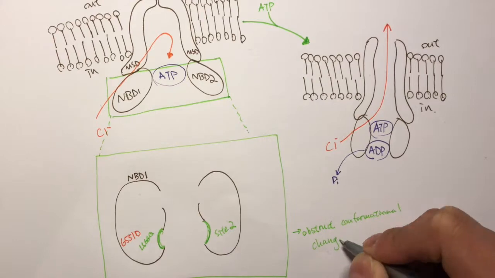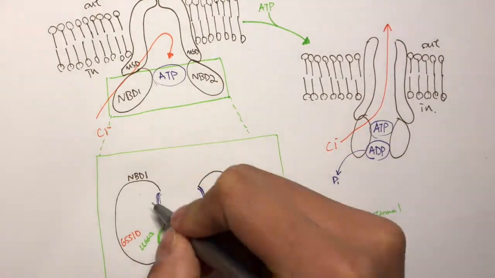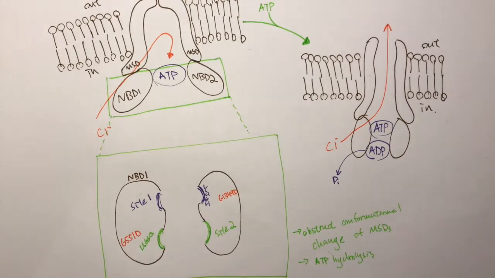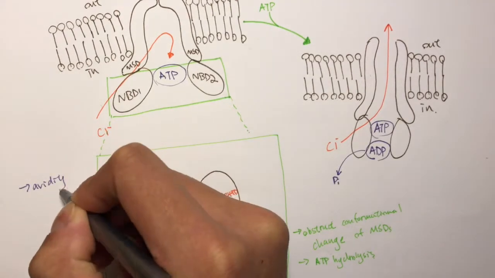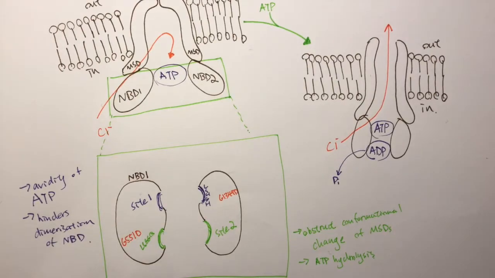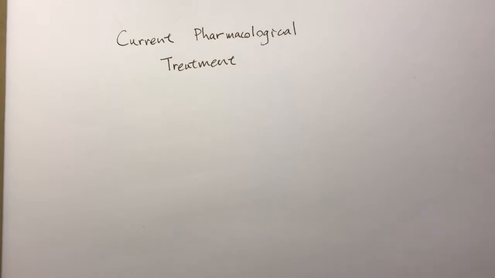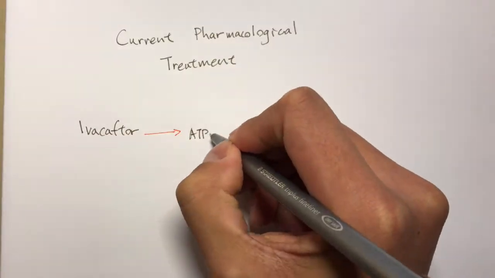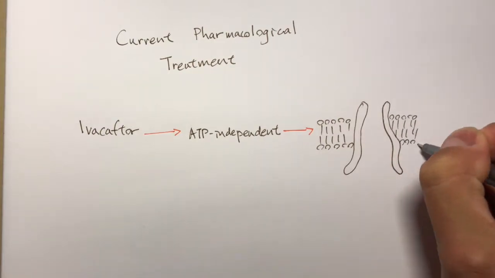G1349D is the mirror image of G551D, located in NBD2. G1349D is a key residue in the LSHGH motif of ATP binding site 1. Mutation in G1349D influences the avidity of ATP for site 1, such that it disrupts CFTR function by hindering NBD dimerization. Current pharmacological treatments use ivacaftor, which acts on an ATP-independent pathway to favor the occupancy of the open state. With each channel opening, there is a characteristic called flicker.